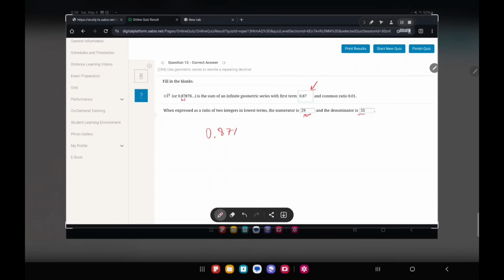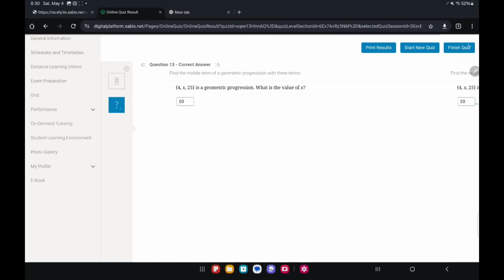Just spam 8787878787. Spam this in a calculator and then press equal and you're going to get 29 over 33. Okay, that's the way to do it on the calculator. And it works every time, so I'm not going to waste your time. Okay, question 13. Geometric progression.